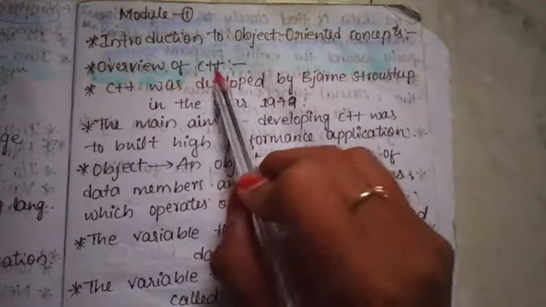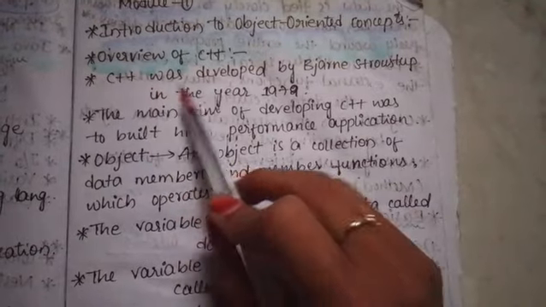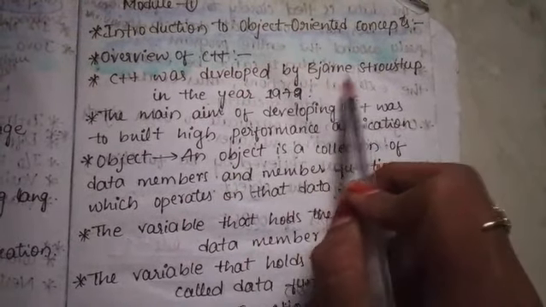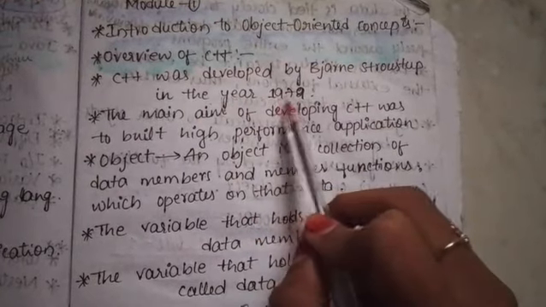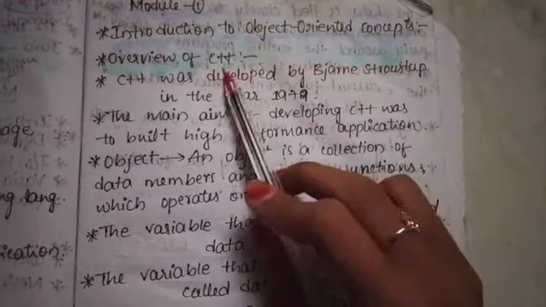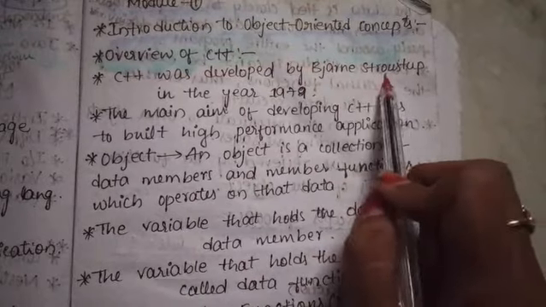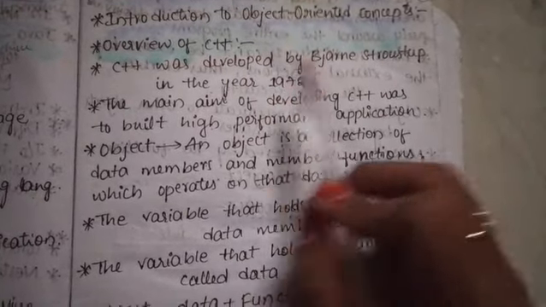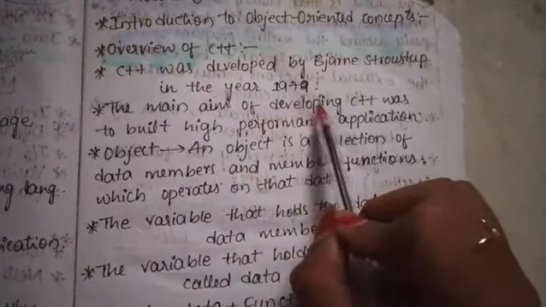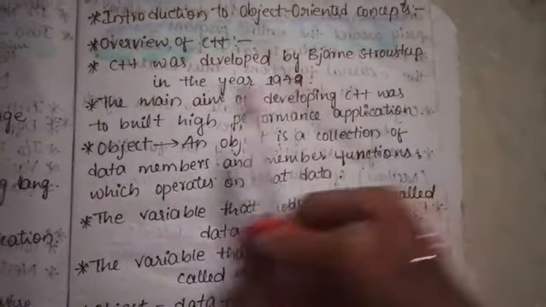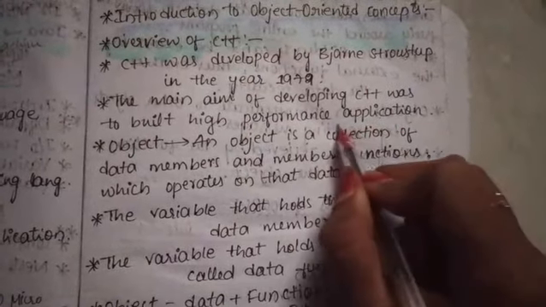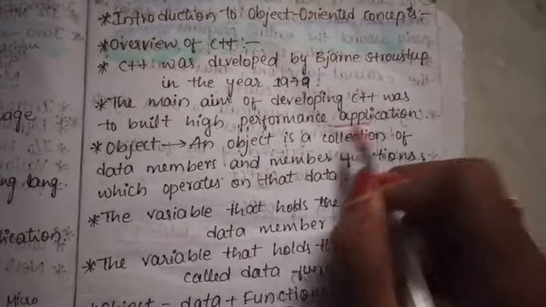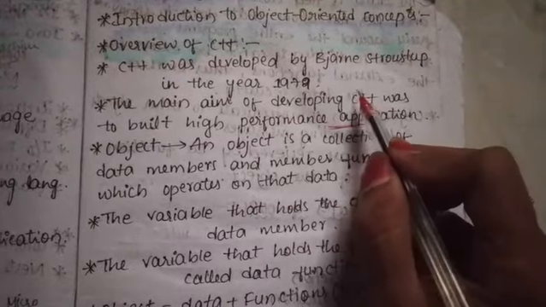Let us start. Overview of C++. C++ was developed by Bjarne Stroustrup in the year 1979. The main aim of developing C++ was to build high performance applications.